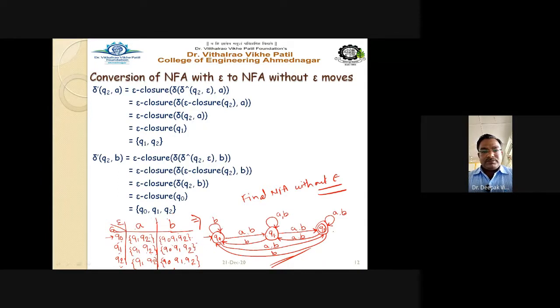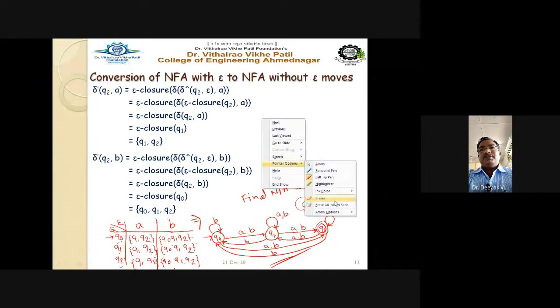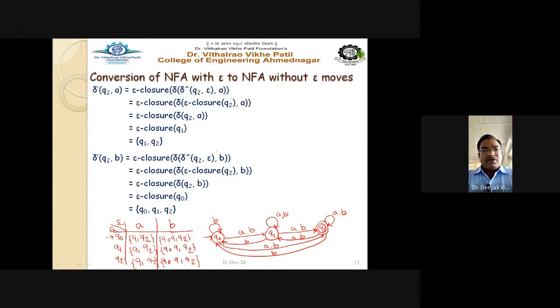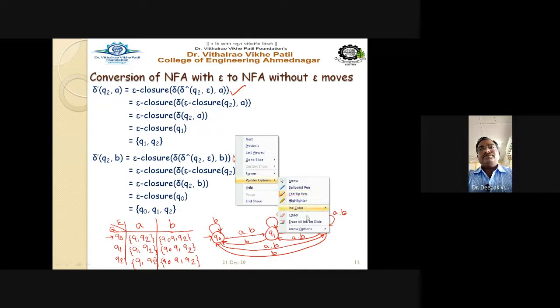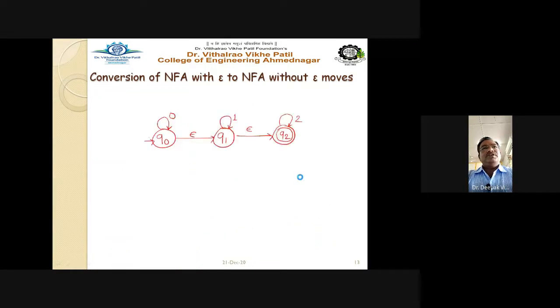Getting this point? See here, there is no epsilon transition, so all the epsilon transitions are removed from this resultant diagram, right? It is very simple. No difficult or critical part is involved. All the things are very simple. Only thing is that you have to remember this equation, how to start with the equation. Just remember this, then the rest of the things become easier. So we'll see one more example.